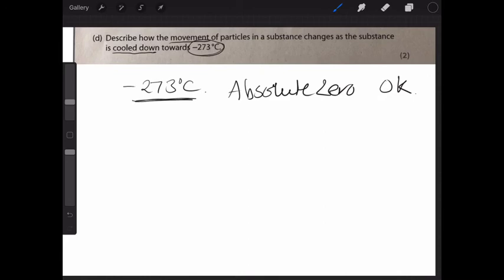So my answer would be, as a substance is cooled, the particle speed will decrease until at minus 273 degrees Celsius, or absolute zero, they are not moving at all. They are stationary at 0 meters per second, because absolute zero is where particles will not have a kinetic energy store. My final answer.